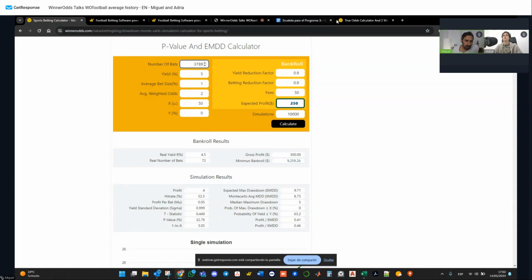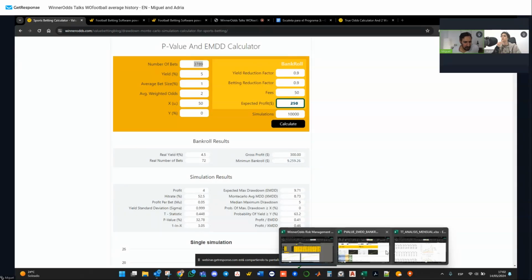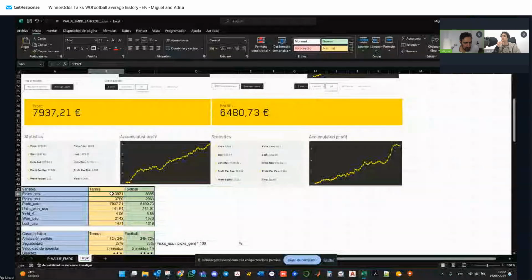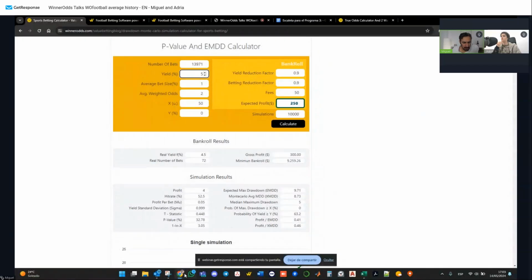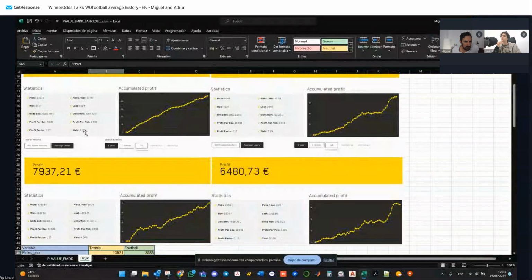Okay, I will do this yield for the average user because I have placed here the number of bets of the average user, but I can do it also with the general or with the total history. I will do it like that. One second. So I will place 30,971 here. The yield will be, in this case, 8.37.